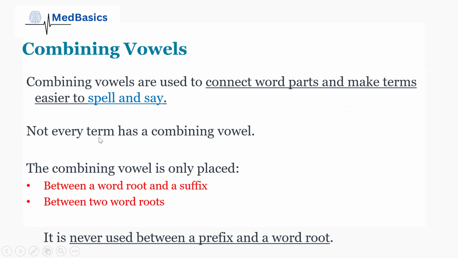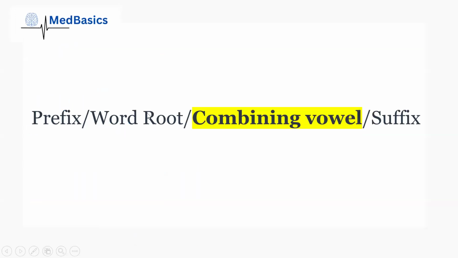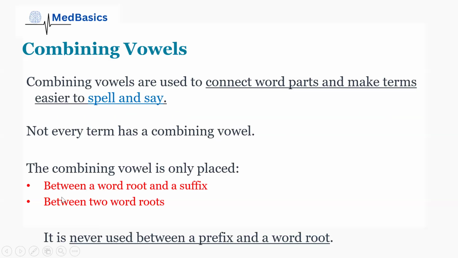Now we have to understand where we can place this combining vowel. One location we already know: between word root and suffix. The second arrangement could be between two word roots. Two word roots means two organs, or two parts of an organ, or two organ systems. For instance, a better example, gastroenterology. If you have noticed, gastro is stomach, entero is intestine.